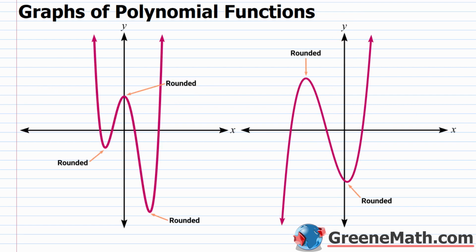When we look at the graphs of a polynomial function in general, you're going to see something like this. They have different shapes, but this is an example. See how you have a smooth rounded turn right here? Same thing here, same thing here. You have a smooth rounded turn here and here. So that's what you're looking for when you're talking about the graphs of a polynomial function.